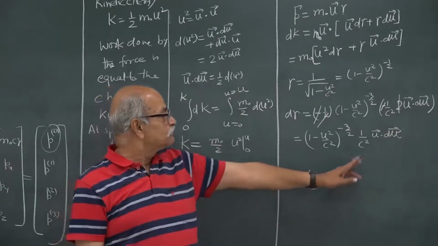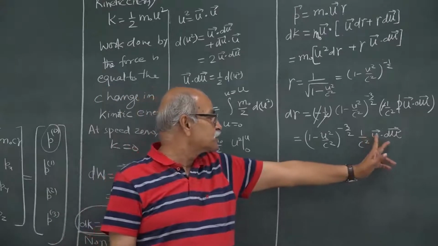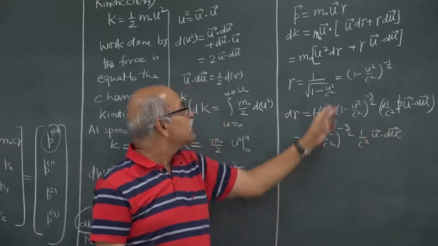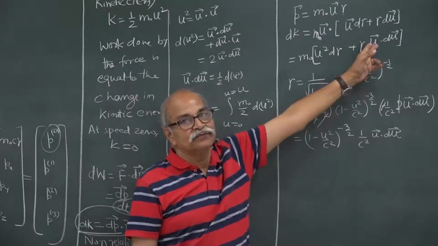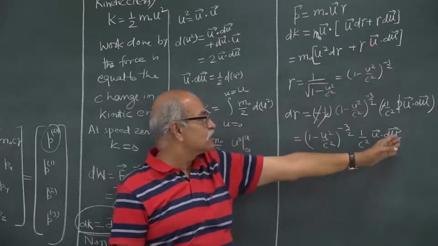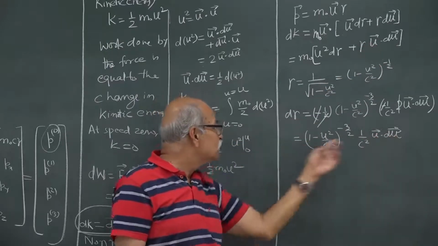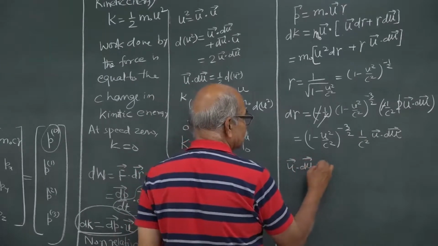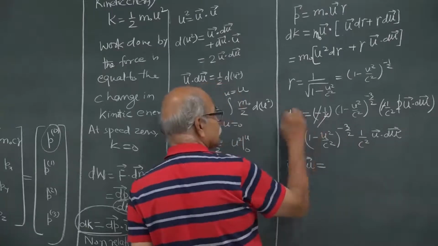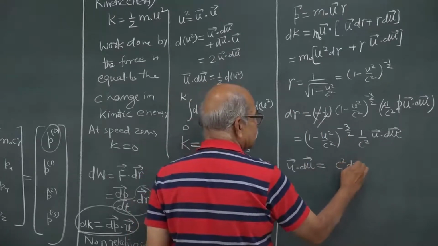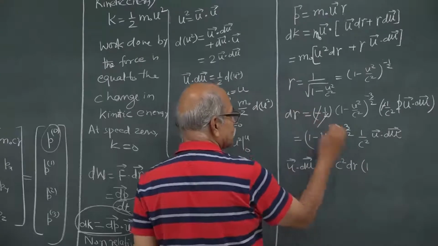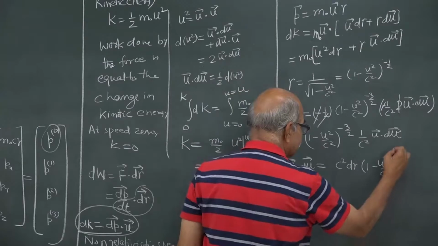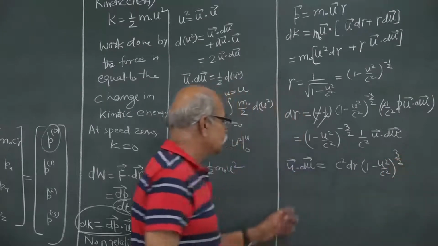What I am going to do, I will write the expression for u dot du from here and put that in place of this u dot du. Okay. So let us write what is u dot du from here. u dot du is equal to, d gamma is here, this c square goes here, so c square d gamma, and then this whole thing goes here, so (1 minus u square by c square) power 3 by 2, that is u dot du.